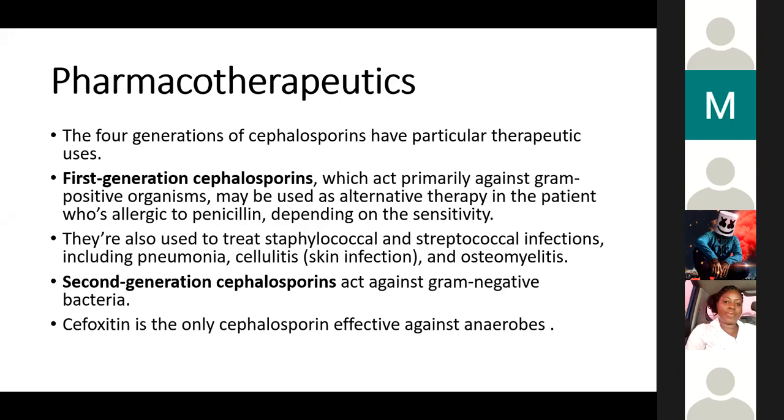When you look at the various cephalosporins, each generation has something peculiar about it. If you take the first generation cephalosporins, they are mainly active against gram-positive organisms. You can use them as an alternative for patients who are allergic to penicillin. But bear in mind that 10 to 15% of these patients would also have cross-reactivity. So you may try them, but don't be surprised if they have a reaction.